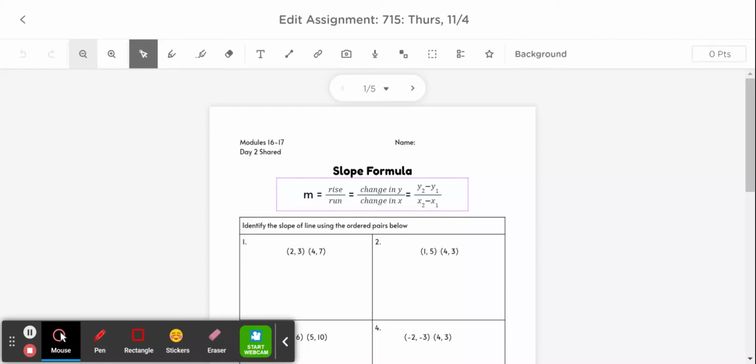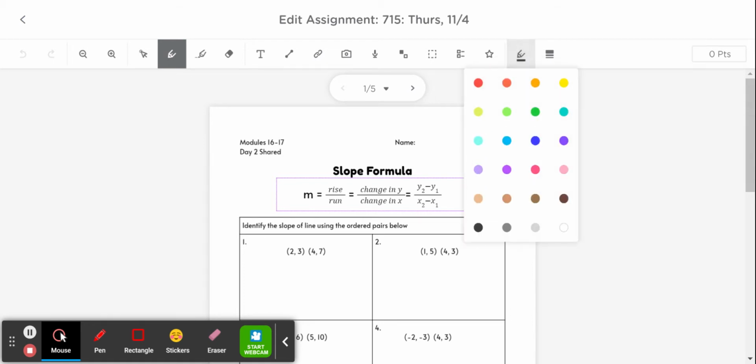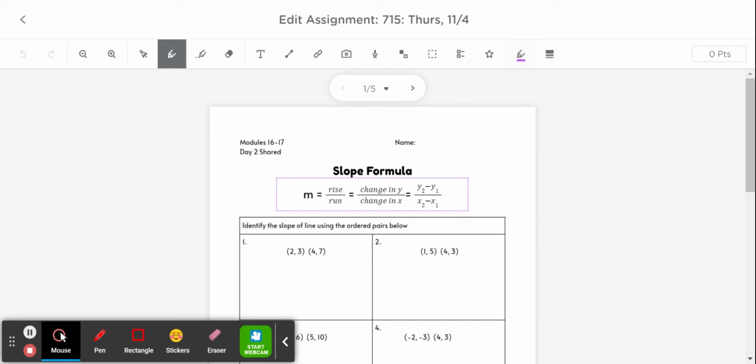Hi, 715 students. Yesterday we counted slope on a graph. Today I'm going to teach you a little bit more sophisticated way of doing this using the slope formula. I think you're really going to like this because it's pretty standard practice and you're just plugging in numbers.